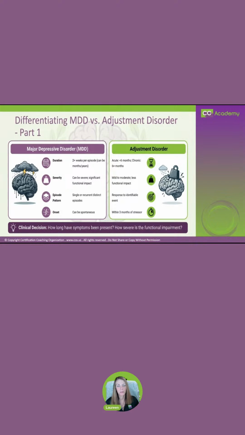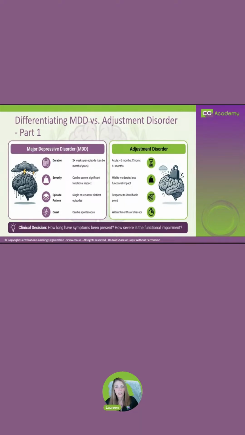Okay, so how do we tell the difference between major depressive disorder and adjustment disorder? Because they can look really similar on the surface, right? Let's look at some key features. The first one is duration. Your MDD is 2 weeks or more per episode, and it can last months or even years. Adjustment disorder, acute is less than 6 months, chronic is 6 months or longer. The next feature is severity. Your MDD can be severe with significant functional impact. Adjustment disorder is usually mild to moderate with less functional impact.